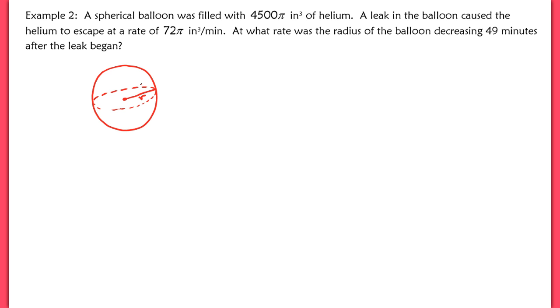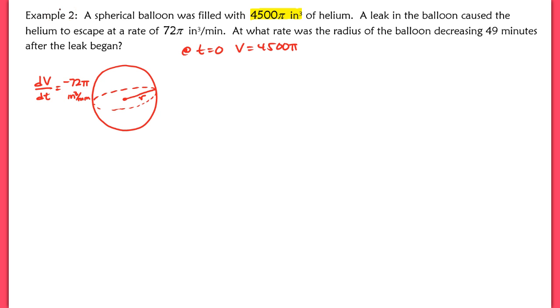Now, there's a couple pieces of information here. It says a spherical balloon was filled with 4,500 pi cubic inches of helium. So that's when time is 0. So at t equals 0, you have a volume of 4,500 pi. Now, the leak lets out gas at a rate of 72 pi cubic inches per minute. That's the change in your volume. So dV/dt is negative 72 pi, and that's cubic inches per minute.